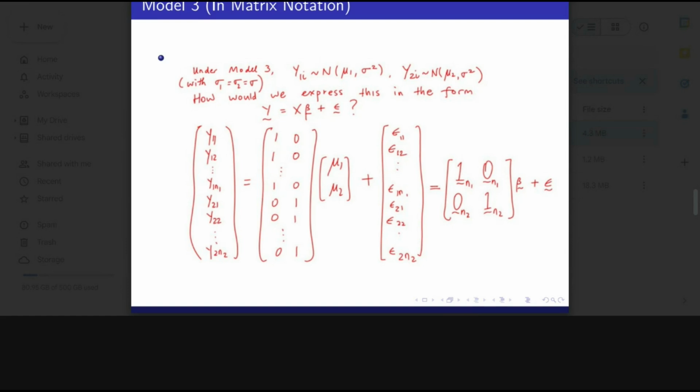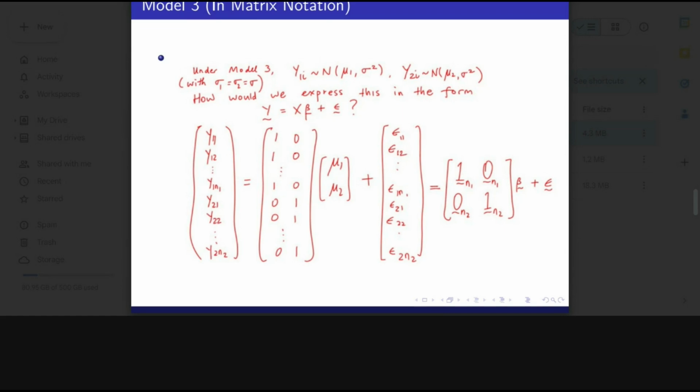Look at how I indexed it. The population is first, population 1, population 2. Every reading is normal and independent, and the two groups are also independent. How do you express this in matrix form?